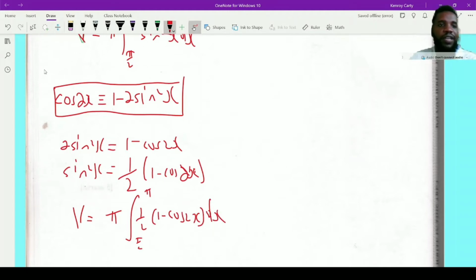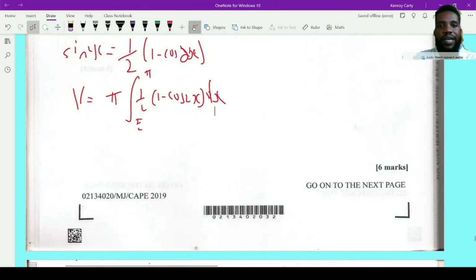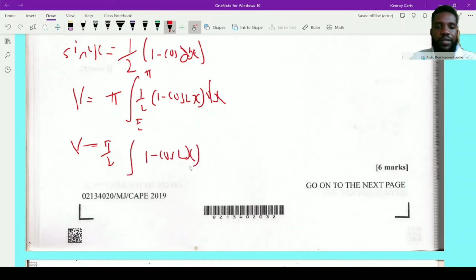Alright, now before I even start integrating, you realize that we can bring out the half, put it outside with the pi. So you're going to have volume equal pi over 2, all constants can go outside, integral 1 minus cos 2x dx. Good.